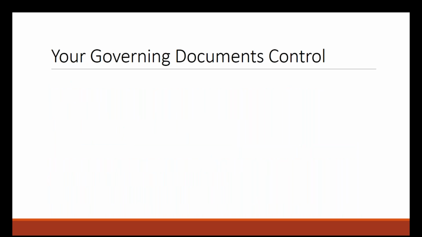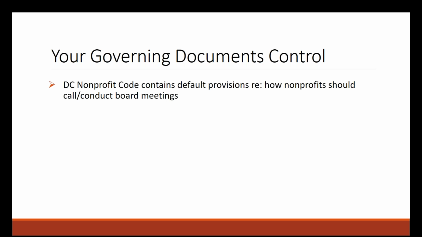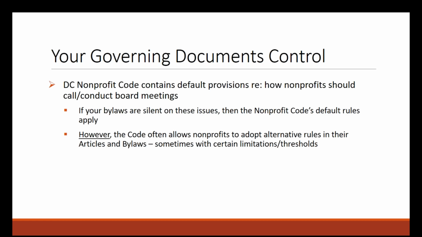And the final disclaimer or setup piece that I want to note is that your governing documents, when it comes to holding and conducting board meetings, tend to control the situation. So the DC Nonprofit Code contains default provisions regarding how nonprofits should call and conduct their board meetings. If your bylaws are silent on these issues, then the Nonprofit Code's default rules apply. However, the code will often allow nonprofits to adopt alternative rules in their articles and bylaws.